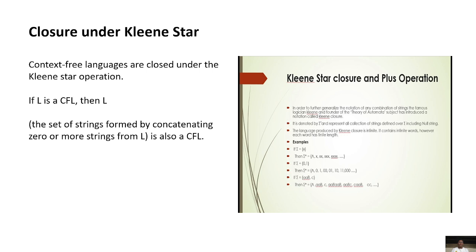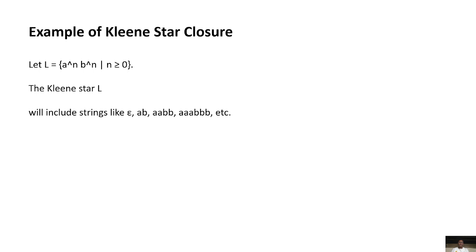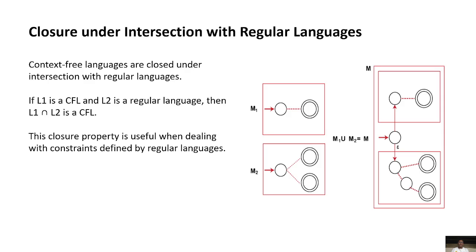Closure under the Kleene star. Context-free languages are closed under the Kleene star operation. The set of strings formed by the concatenation of zero or more strings from L is also a CFL. Example of Kleene star closure property: the Kleene star of L includes strings like AB, AAB, etc.